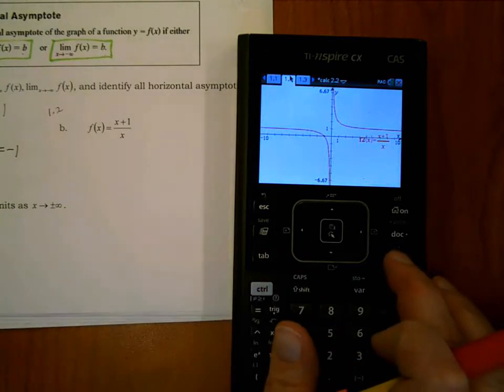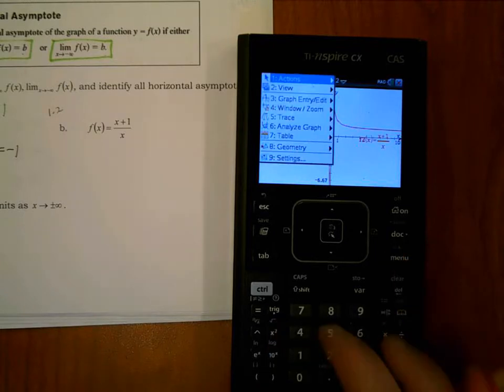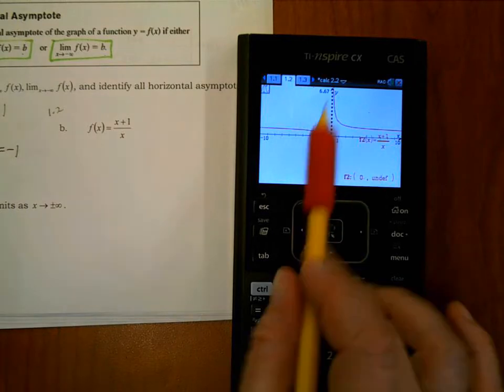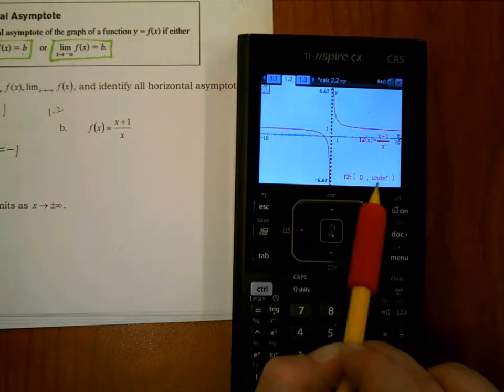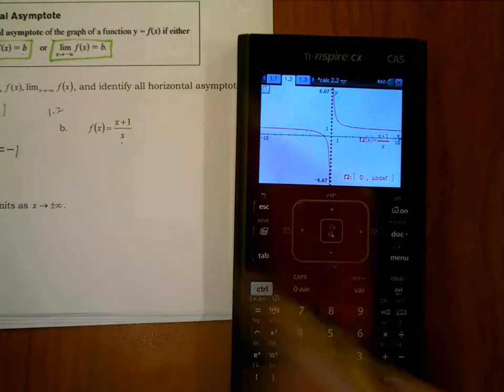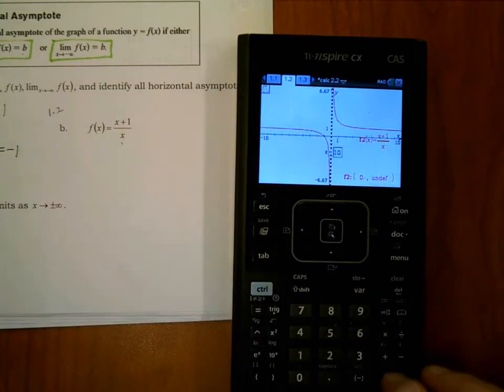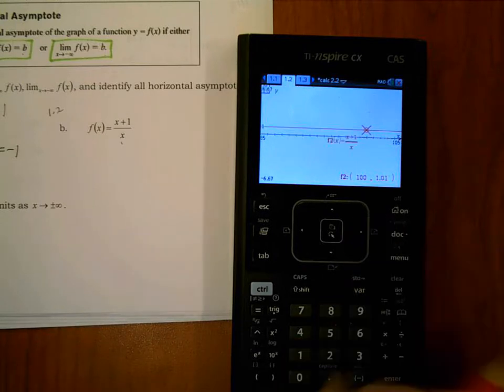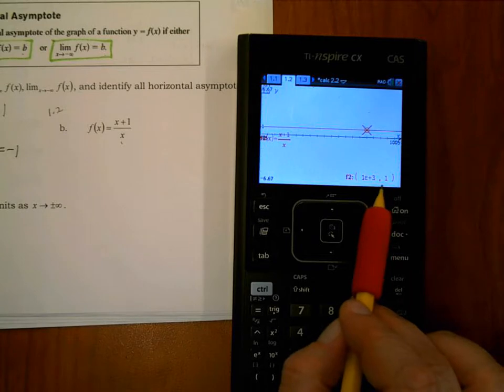So if I went to, again, menu, and then 5 for trace, and then 1 for graph trace. Right now, it's starting at 0 and saying that's undefined, which we know because it would be 0 in the denominator if we plug 0 in. But if I plugged in, let's say 10, it's 1.1. If I plugged in 100, it's 1.01. If I plugged in 1,000, so I'm plugging in bigger numbers to see what happens to my y values.